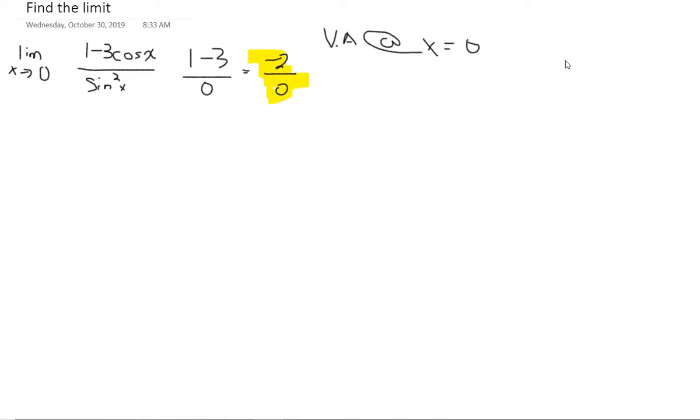Okay, so how do we solve these problems? Well, if you remember, you just treat this as a limit to infinity problem. Forget about L'Hopital's rule. This is just a normal limits problem.